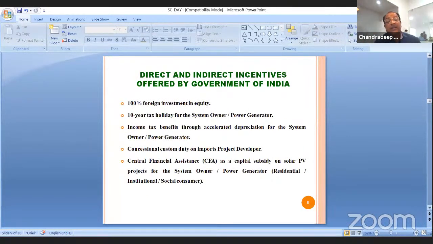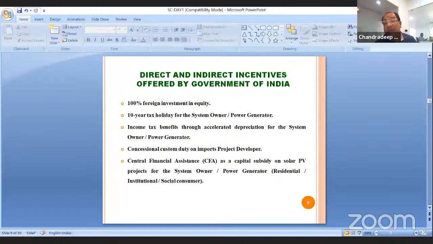Direct and indirect incentives are offered by the Government of India. You can think, suppose I start a program today, from where can I get the equity? You can get foreign investment. Today, it is not that difficult. Anyone can develop a project, put it on social media and might attract an investor. If you install any solar power project, you will get a 10 years tax holiday. Income tax benefits are there.